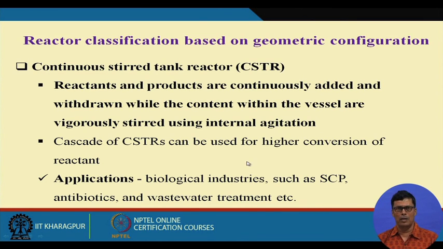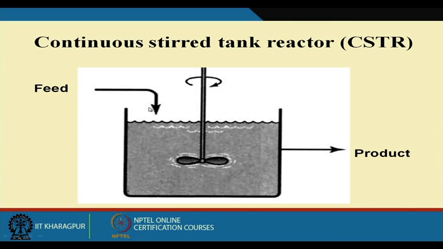Next is the continuous stirred tank reactor. This reactor is very easy to operate. The reactant and the products are continuously added and withdrawn, while the contents within the vessel are vigorously stirred using internal agitation. So we just put in the stirrer. The main purpose of putting the stirrer is to maintain the homogeneity of the reaction mixture. We pass the substrate in one end and take the product from the other, and this is very easy to operate. So schematically this is represented like this.